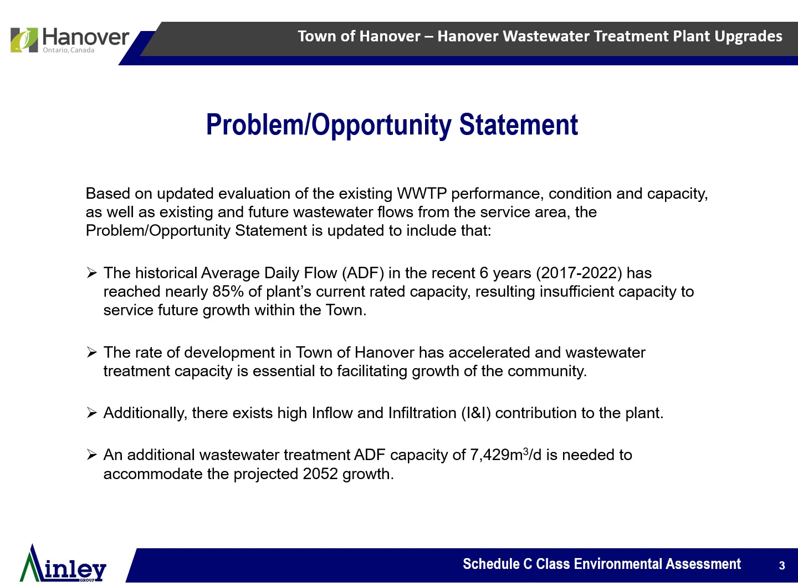After evaluation of the existing wastewater treatment plant performance, condition, and capacity, as well as the existing and future wastewater flows from the service area, the problem and opportunity statement has been established as follows. In order to facilitate anticipated growth within the urban boundary of the town of Hanover to the year 2052, an average day wastewater treatment capacity of 13,800 meters cubed per day is needed.